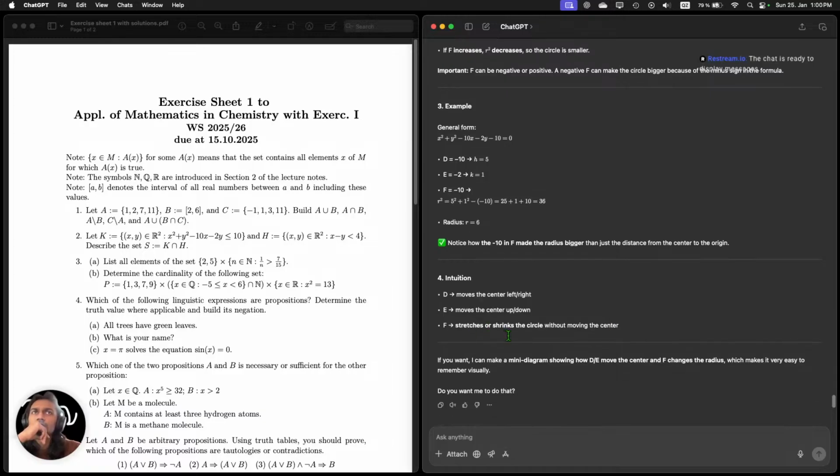F stretches or shrinks the circle without moving the center. I don't know, my brain is not getting it. What does it mean?